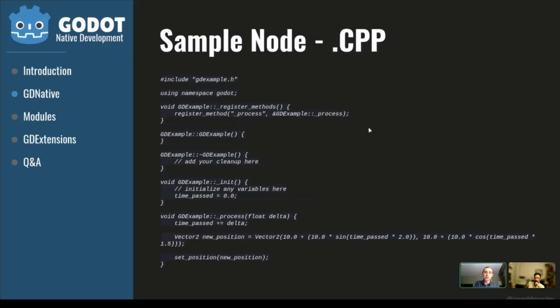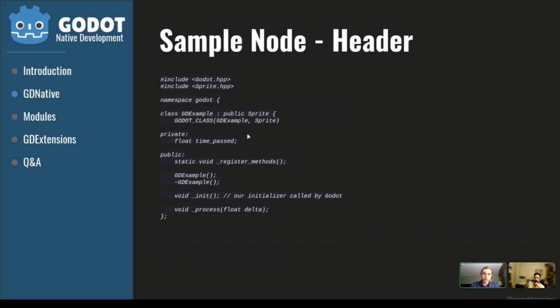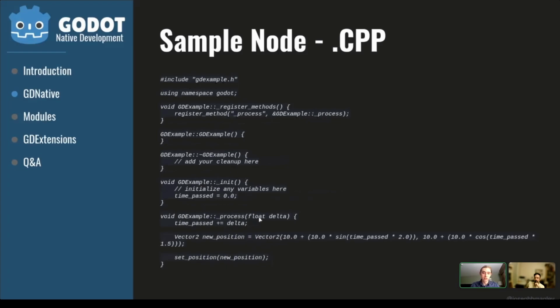So this would be the CPP file for that same node, and you can see here in the register methods function, it's registering underscore process to the GDExample process function. So that is what will end up having this function be called as it would be called like a normal process in GDScript. And you can see here is that math I was talking about for the loop-de-loop. And it's initializing the variable because it's not initialized here, so it gets initialized in init.